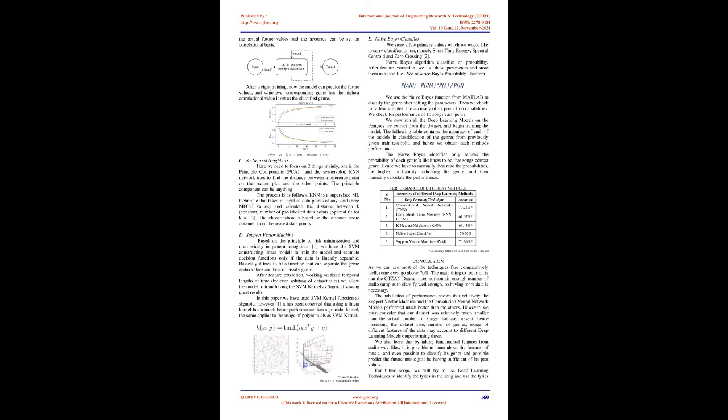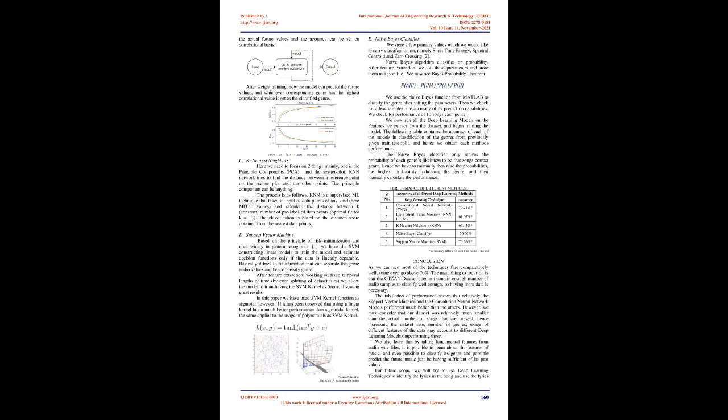After weight training, the model can now predict the future values, and whichever corresponding genre has the highest correlational value is set as the classified genre. See k-nearest neighbors. Here we need to focus on two things mainly. One is the principal components, PCA, and the scatter plot. The KNN network tries to find the distance between a reference point on the scatter plot and the other points.